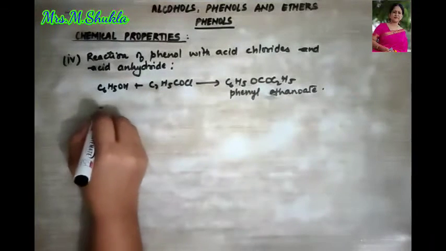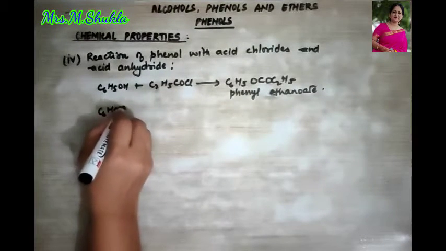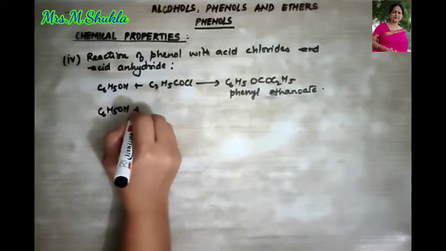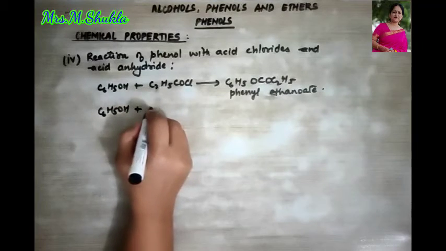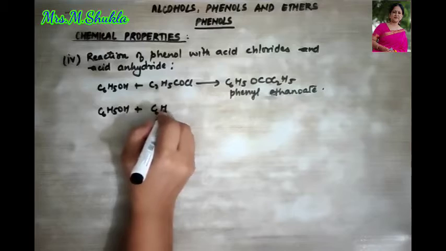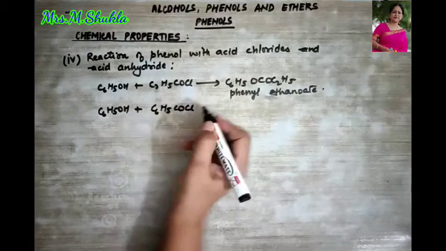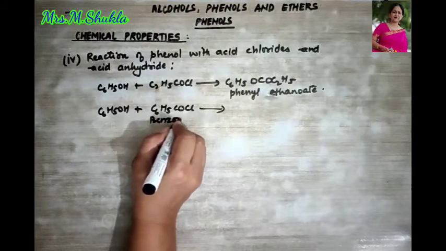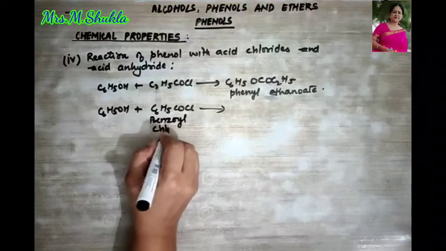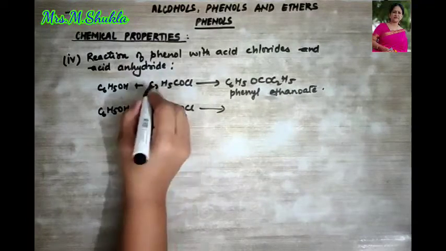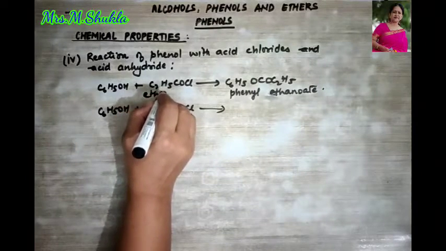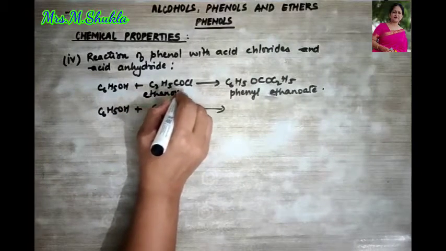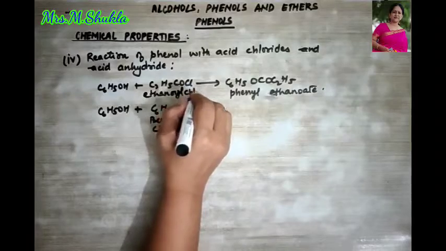Then C6H5OH, that is phenol, when it is treated with benzoyl chloride, that is C6H5COCl. What is this? This is called benzoyl chloride. What was this? This was your ethanoyl chloride.